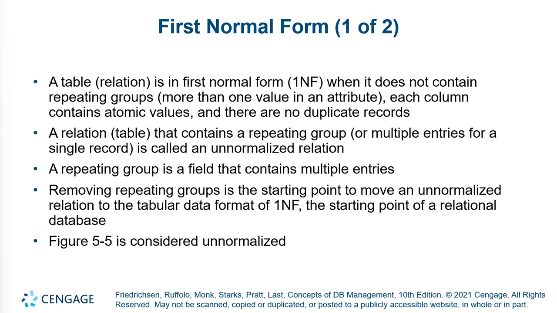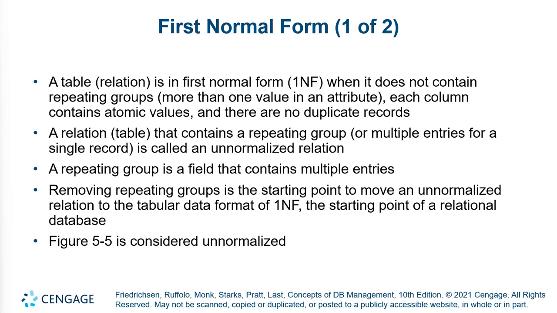We can say that a database or a table is in first normal form when it contains no repeating groups, meaning that there aren't multiple values in a single attribute or a single column. Also, each of those attributes, each of those columns, contains what we refer to as an atomic value, meaning that the value cannot be broken down even further. And the last part is that there are no duplicate records.